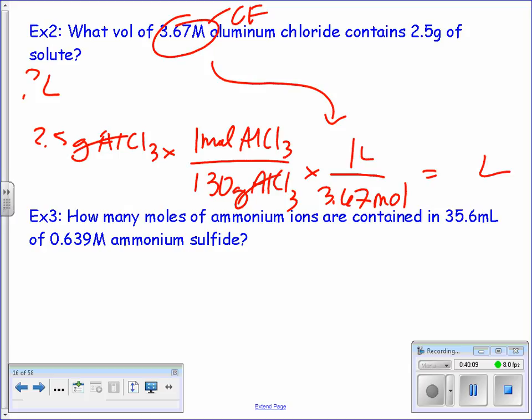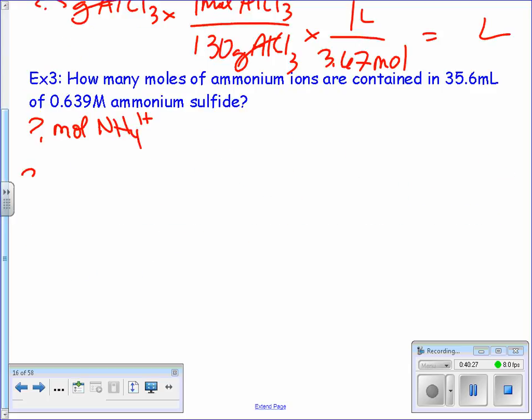All right, how many moles of ammonium ions? This one's different. Ammonium ions are contained within that volume and this molarity. Good. So what's my question? Moles. Okay, so that's NH4 plus. Okay. What do I start with? 35, 16. I like this. Okay, I'm going to put of solution. You can change that to liters. Okay, so let me just go ahead and change that to liters.